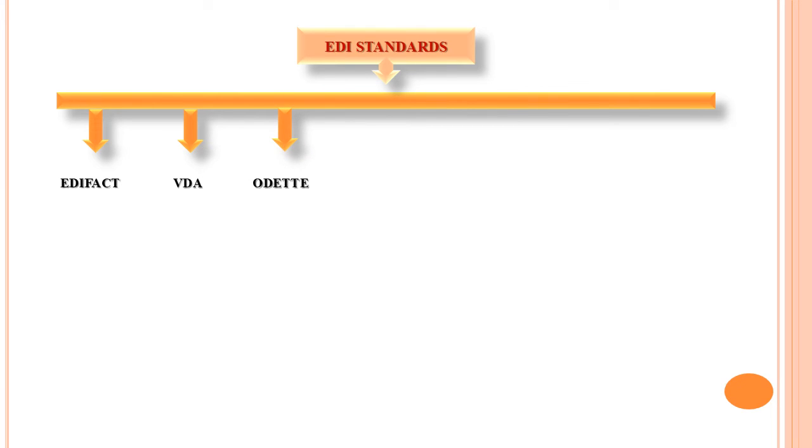Next is ODETTE, which stands for Organization for Data Exchange by Teletransmission in Europe, an interest group representing the automotive industry in Europe that develops tools and provides recommendations to improve processes associated with supply chain management in this sector.